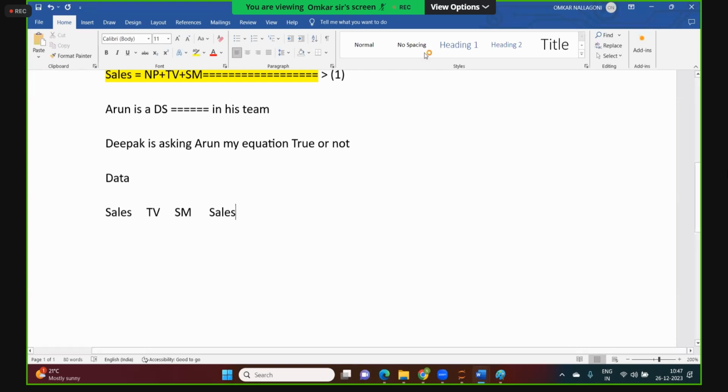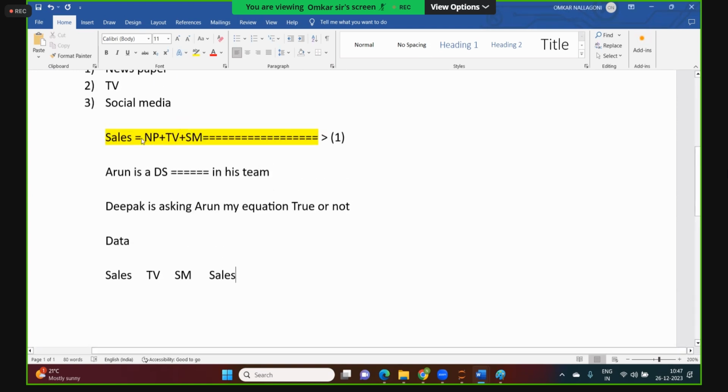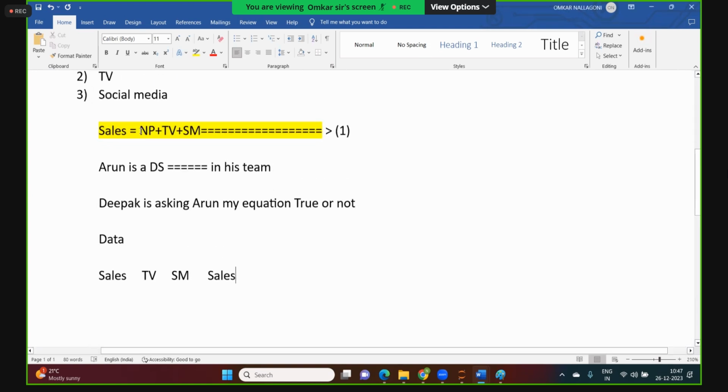Tell me, if it is not possible, why is it not possible? Spending money is different from the actual sales. That is okay. You are thinking this is the money and this is the sales, so the units are different. Don't think like that.